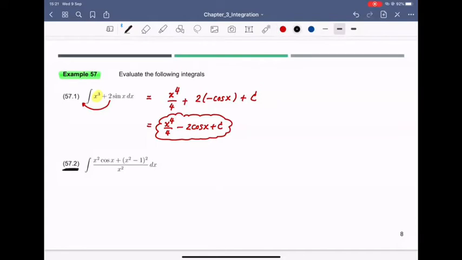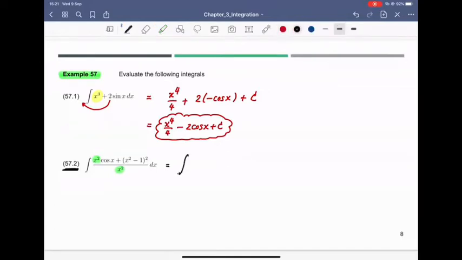this example 57.2. So I have integrate x squared cosine x plus (x squared minus 1) squared over x squared. Here what I'm gonna do, well, because the function on the numerator is so messy, I'm gonna split it into 2 pieces. Why is that? Because I see that I have x squared here, I want to cancel. So I'm gonna split it into 2 pieces first.